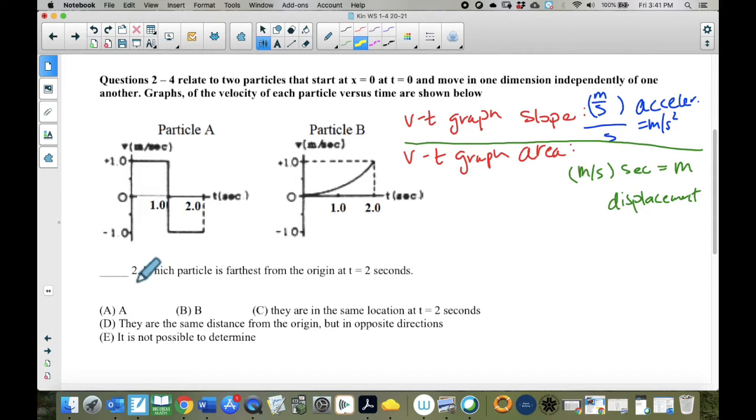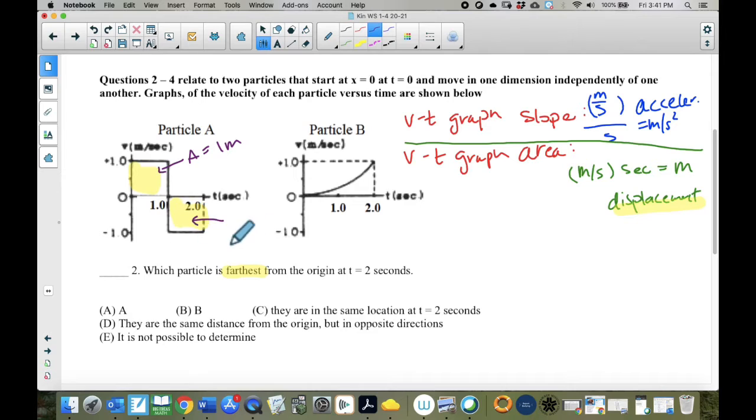So the question on number 2 says, which one is farthest from the origin? That's a displacement question. And so we have to look at the area. We're looking at this area and this area. And so we think of length times width, or base times height. So the area of this one, base times height, is 1 by 1. That's 1 meter, because the units cancel out, we get 1 meter.